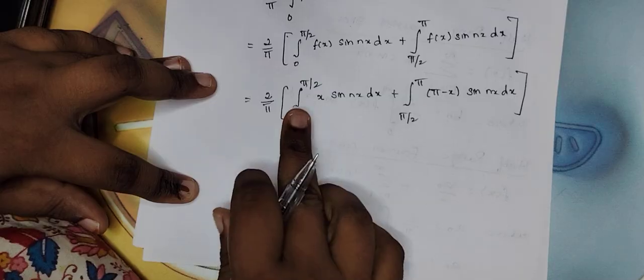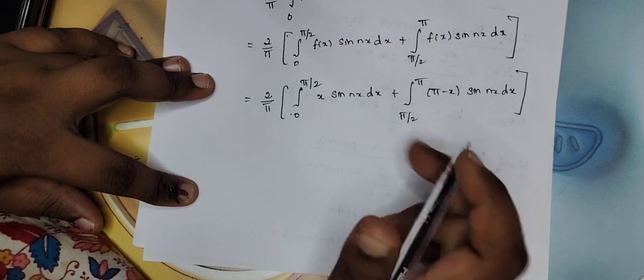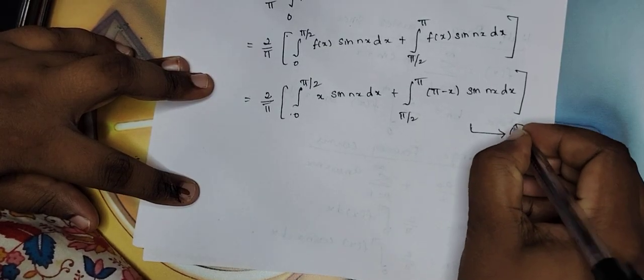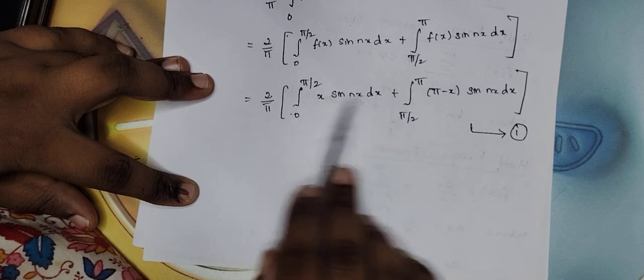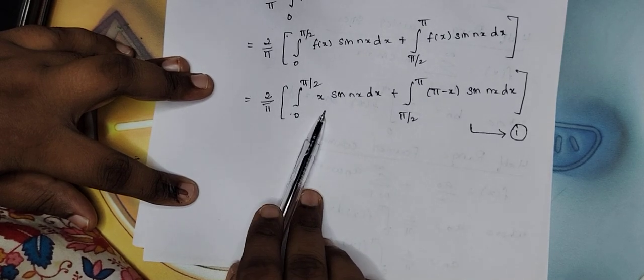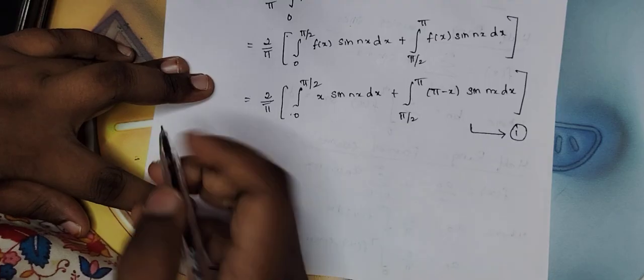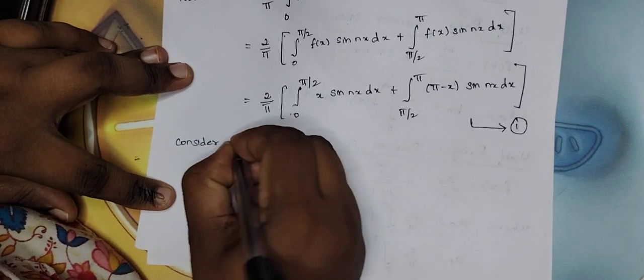Now I need to find the integral values separately, so I will write this as equation number 1. I'm going to find the first integral and then I'll find the value of the second integral. So consider the first integral.